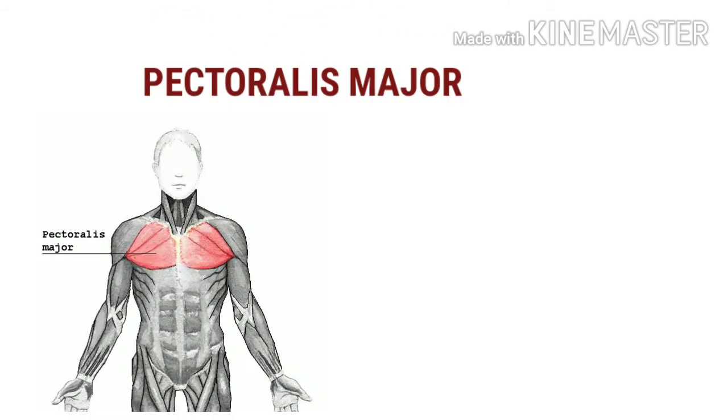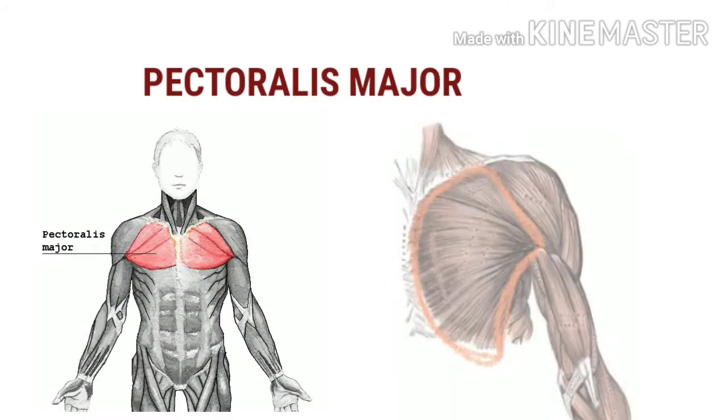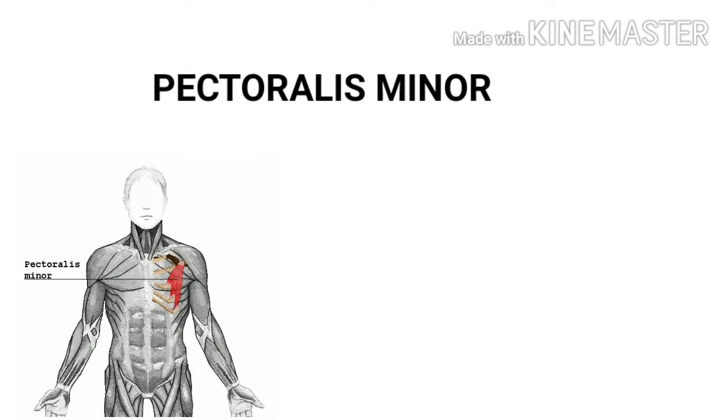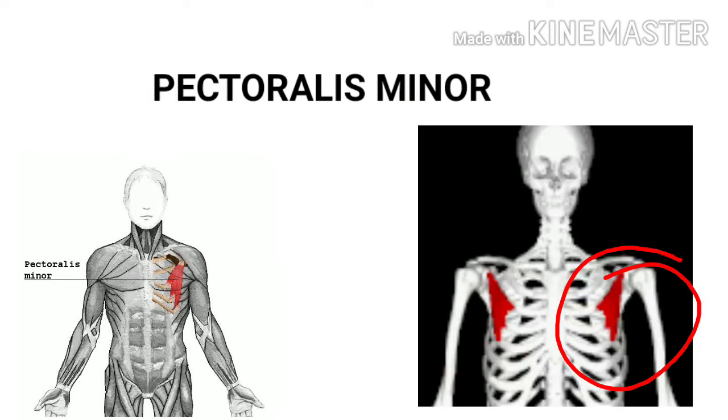Pectoralis major is the most superficial muscle in the pectoral region. It is large and fan shaped and composed of a sternal head and a clavicular head. Now we will talk about pectoralis minor. The pectoralis minor lies under its larger counterpart, the pectoralis major, and both are part of the anterior wall of the axilla region.